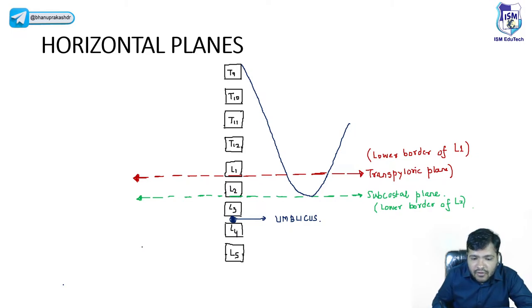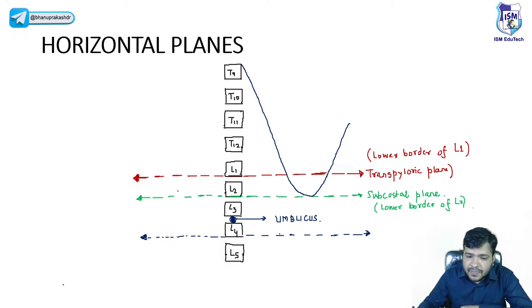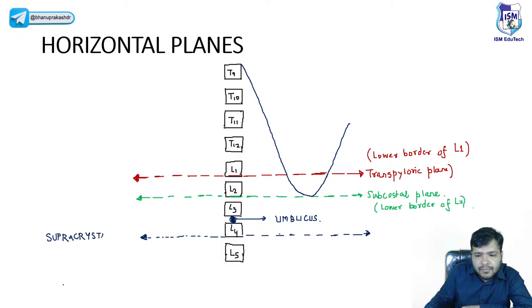Now let's come to the lower border of L4. At the lower border of L4, we have one plane, and the name of this plane, guys, is the supracristal plane. I'm writing it over here. Now this plane is at the lower border of L4. That you have to remember first.